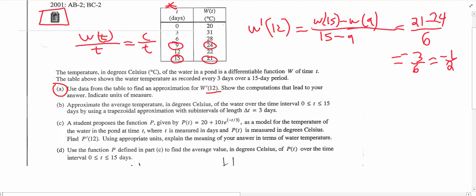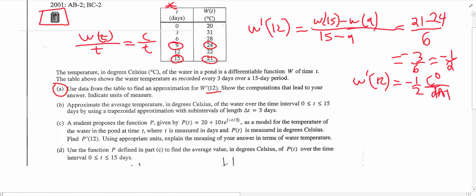So at this point we can just say that the derivative at 12 is equal to negative 1/2 of a degree per day. So it looks like the temperature is dropping a half a degree every day in that little time period. So that's probably the best estimation.